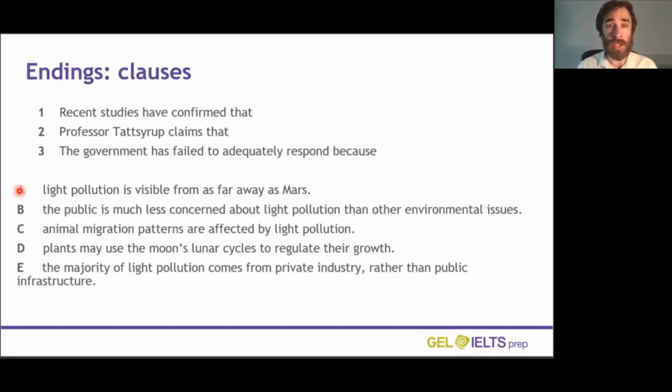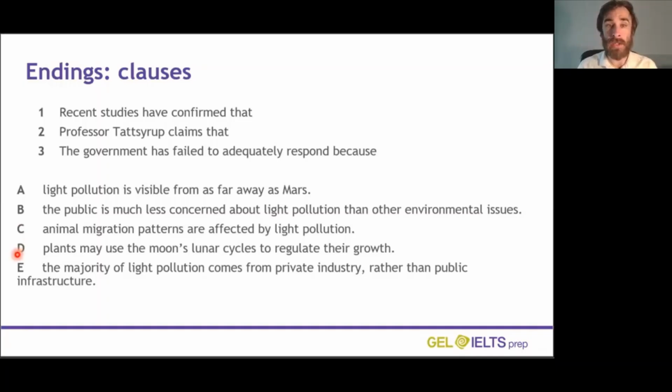A, light pollution is visible from as far away as Mars. This, to me, doesn't seem like a logical reason why a government wouldn't respond. B starts with the public, and we see the word concerned. This could be connected to why a government would act. C, animal migration patterns are affected by light pollution. This seems unlikely as well. It's a possibility, but we can mentally reduce its likeliness.